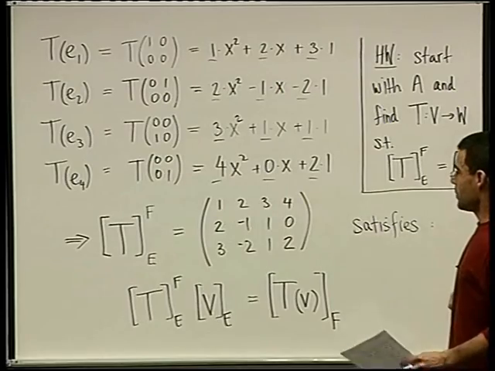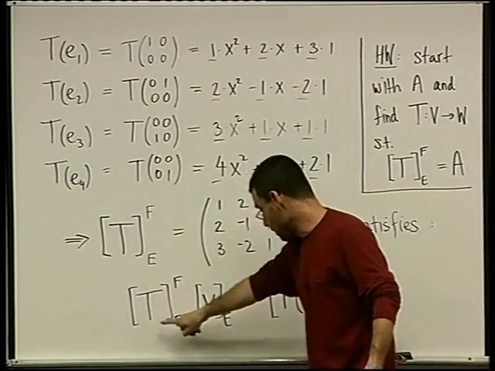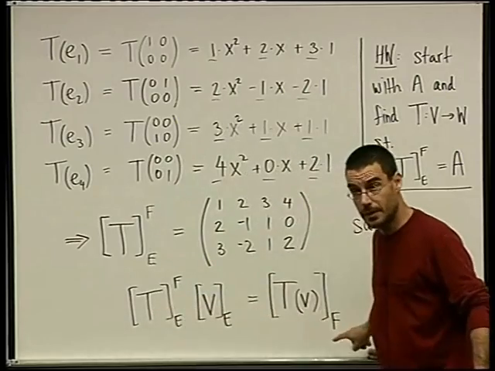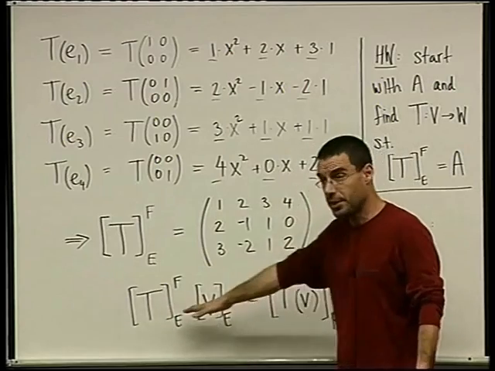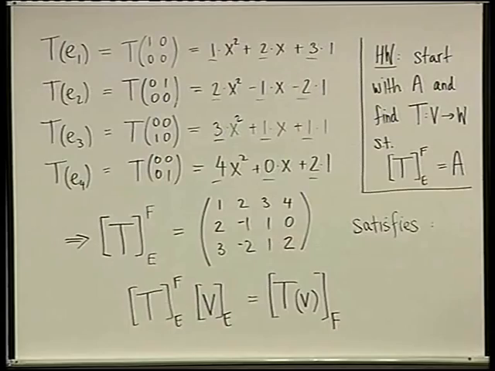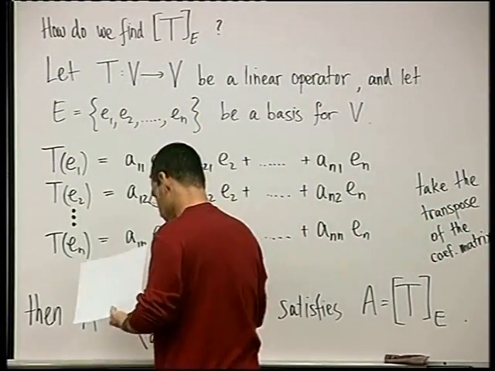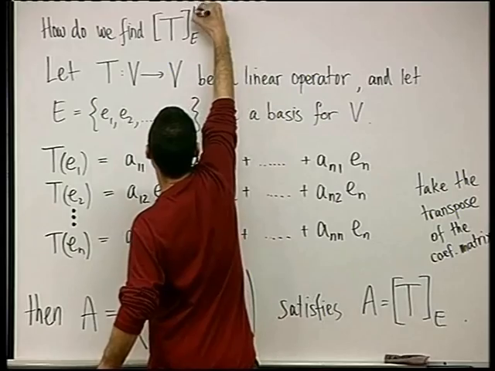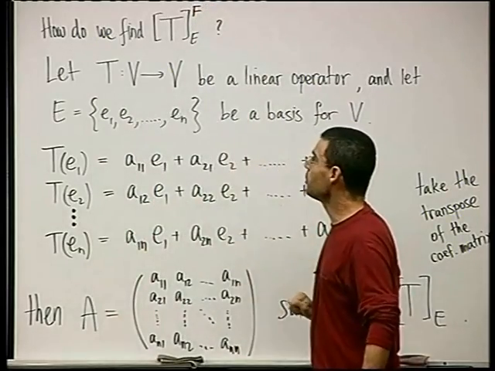So what I want to do now is write this in general. So this was an example. I want to write this statement to generalize it, to make it abstract, and then this is going to be a theorem. So let's do that. And all the ingredients are on this board. I'm going to modify it very, very lightly. So how do we find T, E, F? I'm really rephrasing this board.